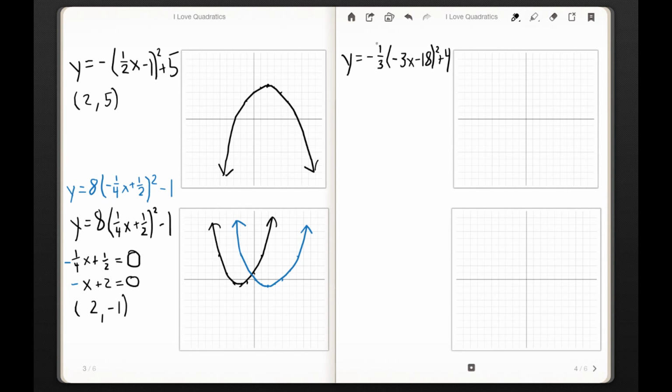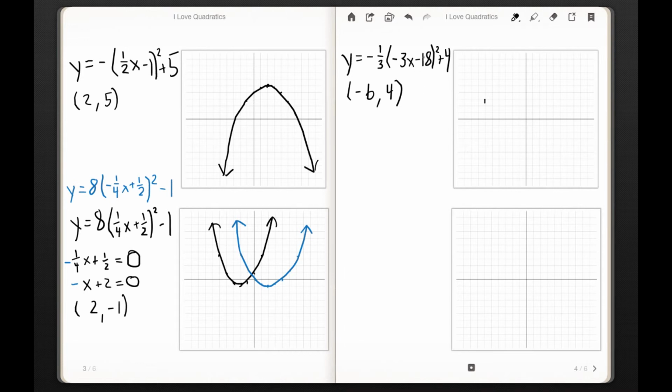Okay, so first thing, calculate the vertex. Negative 3x minus 18 equals 0. Let's see if we can do this in our head. We'll move the negative 18 over to the other side. We'll get negative 3x equals positive 18, so x will be negative 6. All of this will become 0 when x is negative 6, and y will be positive 4. So there is the vertex. Right there.